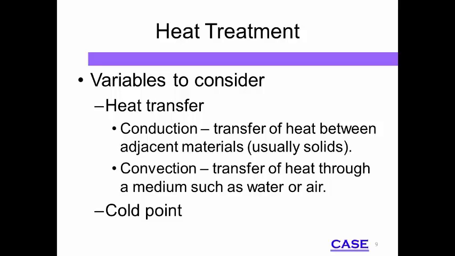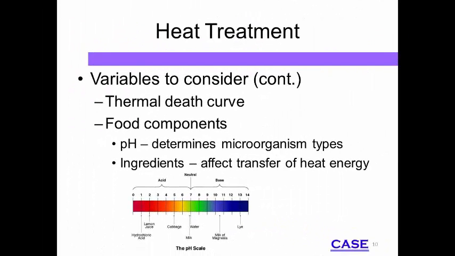The cold point of a food is the last point to reach desired temperature, usually somewhere in the middle. In conduction, the cold point is in the center of the can. In convection, the cold point is below the center point because the colder, denser liquid will sink toward the bottom. A thermal death curve is a line plotted on a graph telling food scientists what length of time a certain food must be cooked at a given temperature to kill a specific microbe.